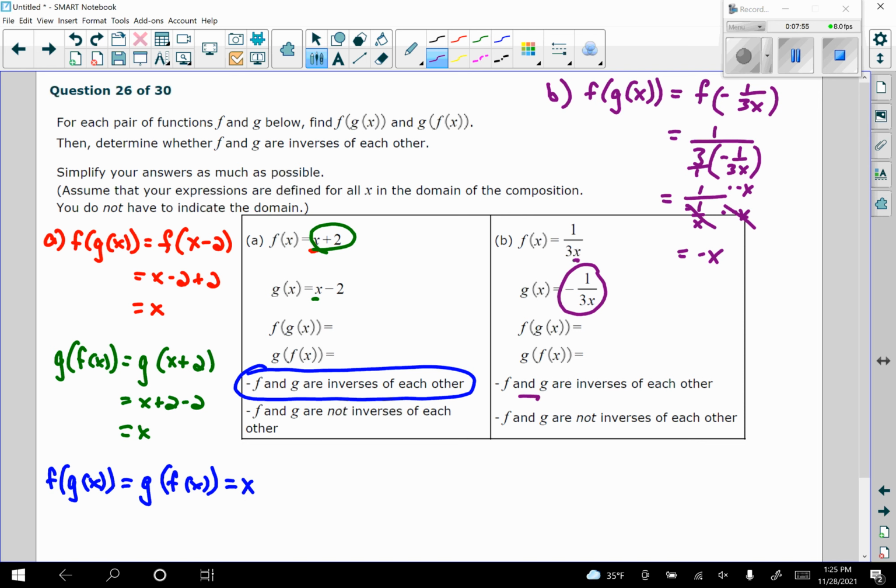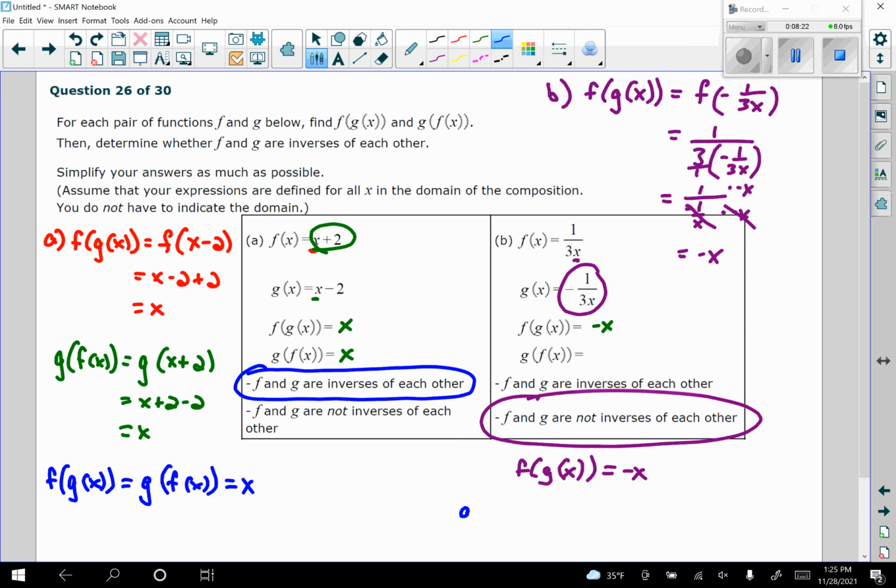So f and g are not inverses of each other because f of g of x is equal to negative x. There's no reason to even check the other one. So filling in the blanks here, f of g of x would equal x, g of f of x is equal to x. Here we get a negative x. And even though it's asking us to check the other one, it's not necessary because of this right here. But let's go ahead and just practice.